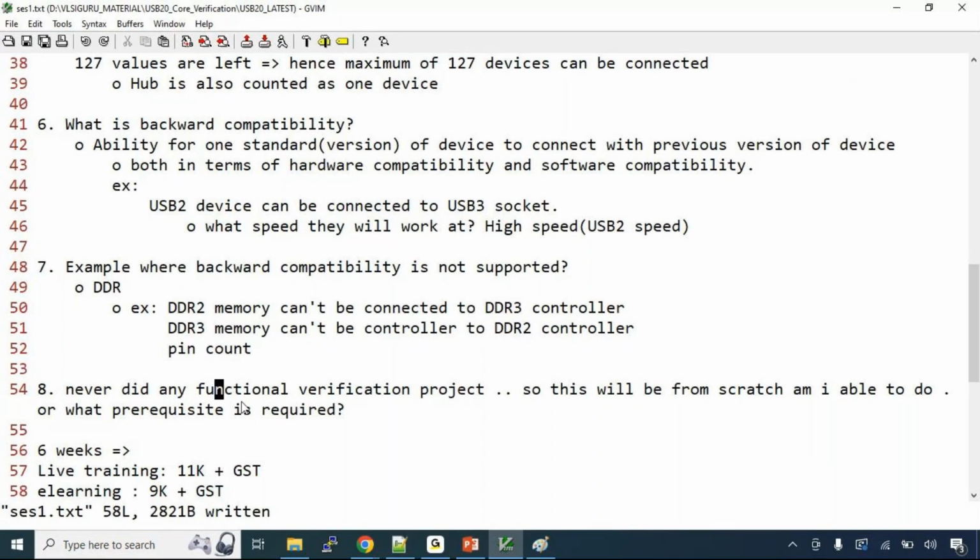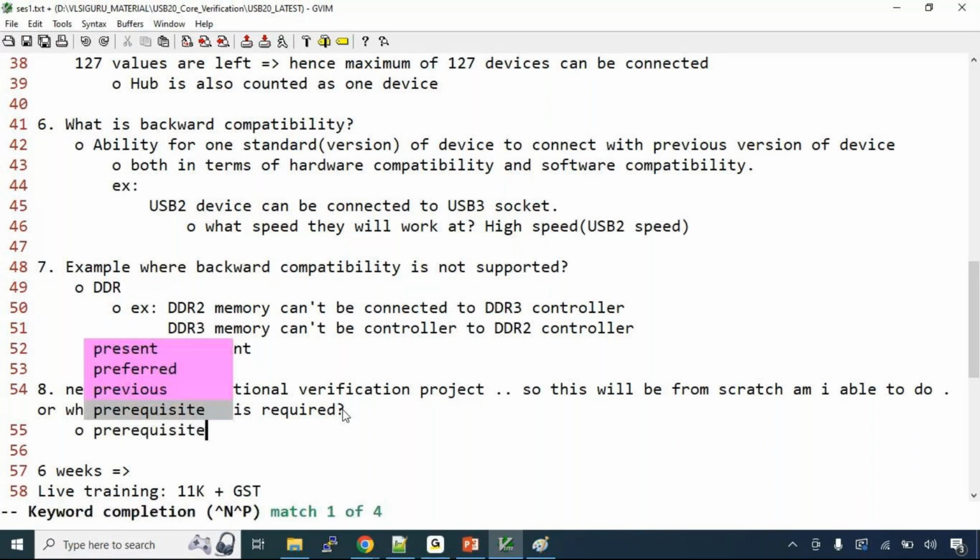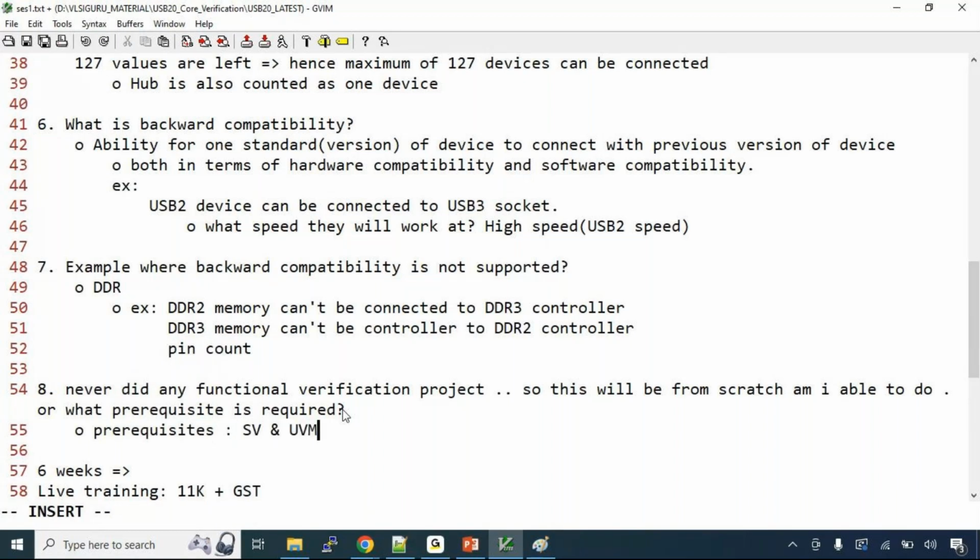I never did any functional verification project, so this will be from scratch. Am I able to do it? What are the prerequisites required? The prerequisite is that the person should be very good with SV and UVM. Other than that, no prerequisite. If you are good with SV and UVM, we'll be doing the entire functional verification project from scratch, but you should be good with SV and UVM.